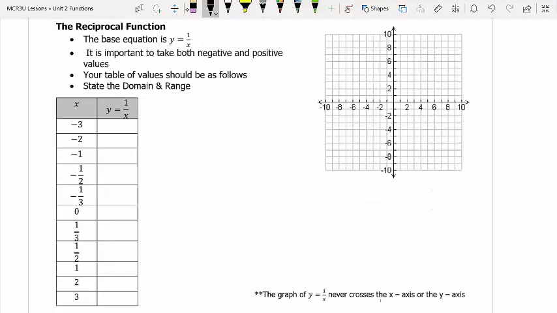Let's now look at the reciprocal function. Let's fill out the table of values first. We're going to take our x values one at a time and plug them into the base equation. If we plug in -3, the y value is -1/3. Fill out the rest of this table of values. When you plug in 0 for x, you get 1/0, and if you plug that into your calculator, you get a math error. So we say that the y value for x equals 0 is undefined.